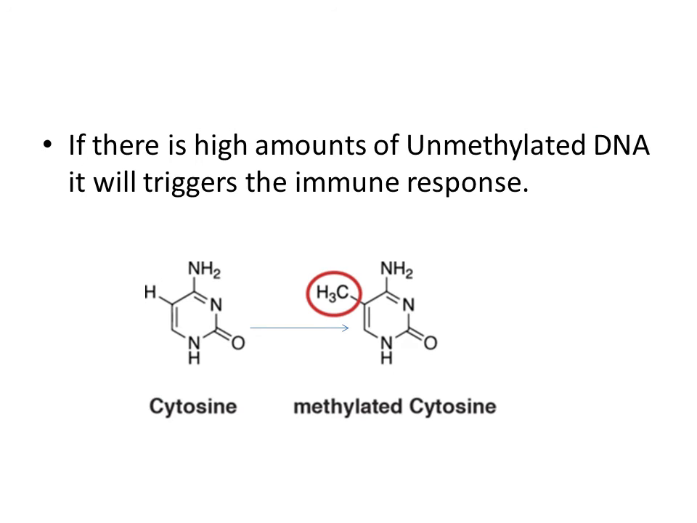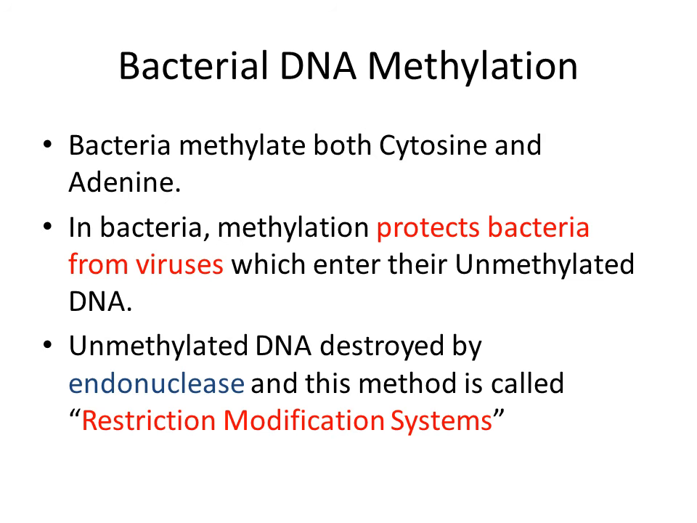If there is a high amount of unmethylated DNA floating around in the human body, that will trigger the immune response, and that immune response will destroy the unmethylated DNA. You can see the structure of cytosine being methylated into methylated cytosine. You can see the CH3 group in methylated DNA; that is what is called methylation. So we have talked about DNA methylation in humans.